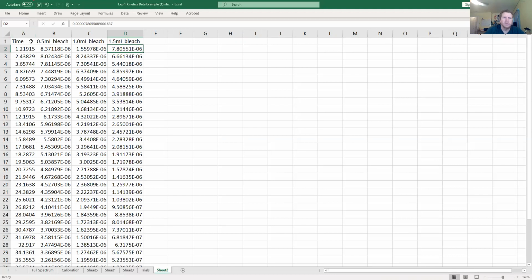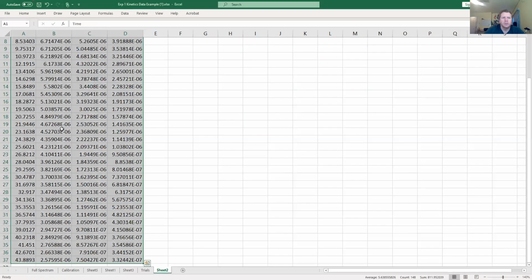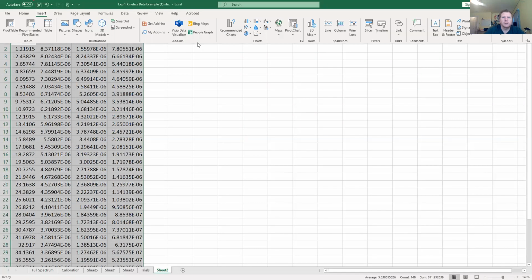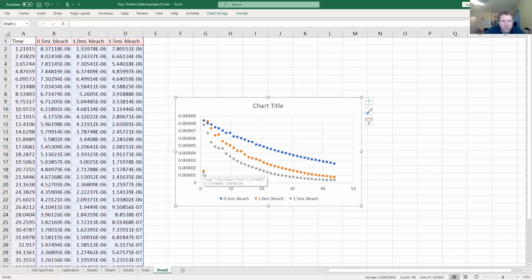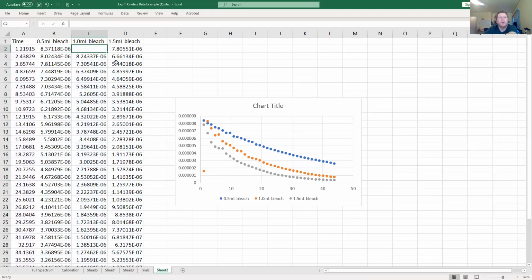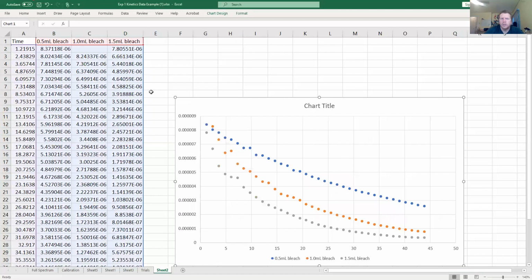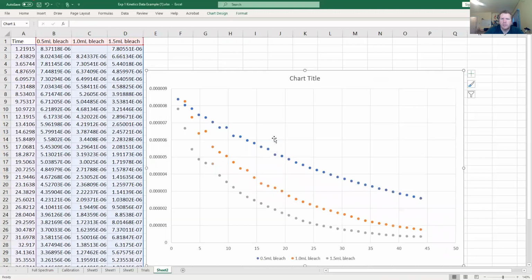Now what I want to do is look at my entire data set and insert a scatter plot. Okay, I missed one data point, that would be my 1 milliliter. That's another one of those very low numbers, so I'll go ahead and get rid of that. But I've got all my other data points. And what you notice is all this data kind of looks the same. You've got that same general trend. My blue data set is my 0.5 mil bleach.